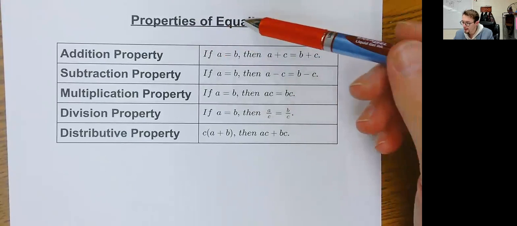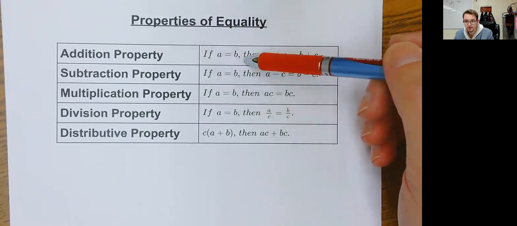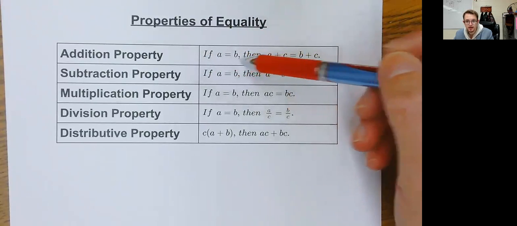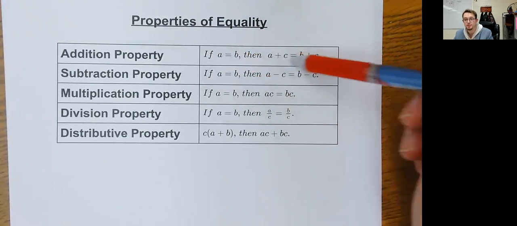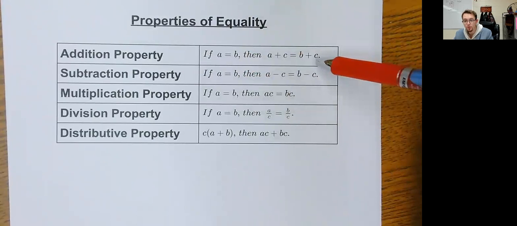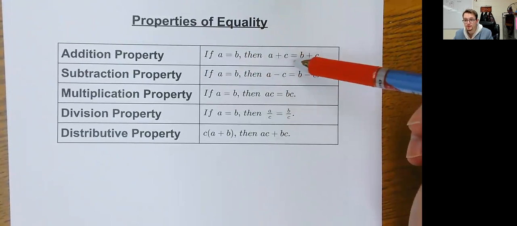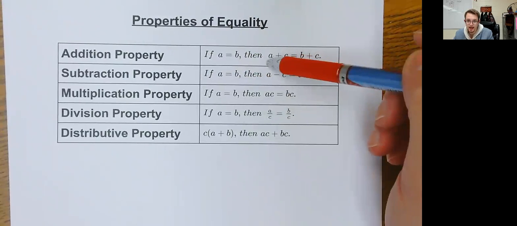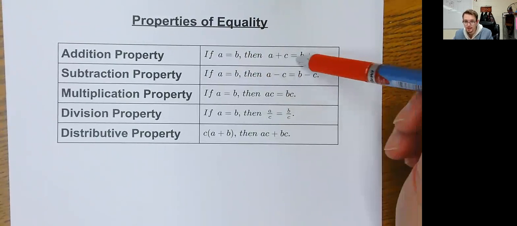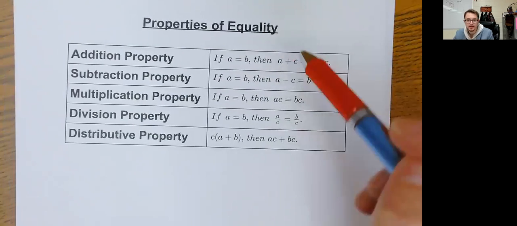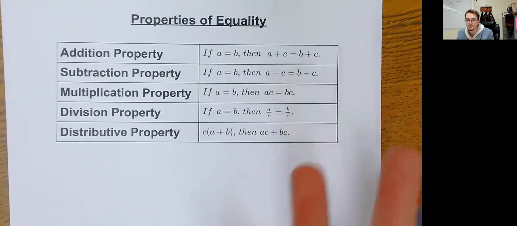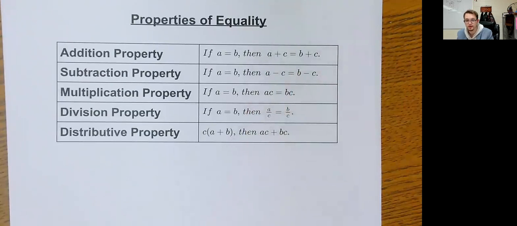So when you have something equals another thing, there's an addition property that says that you're allowed to add the same number so long as you add that number to both sides of the equal sign. So if I add C to A and C to B, that does not change the equality of this equation because you're adding the same amount to both sides. It would still be equal, right?